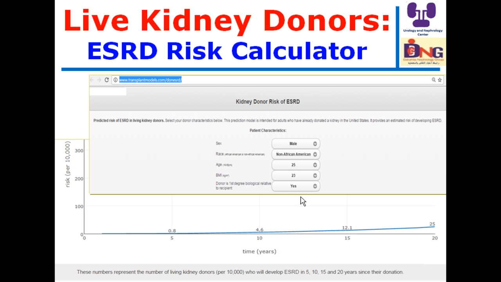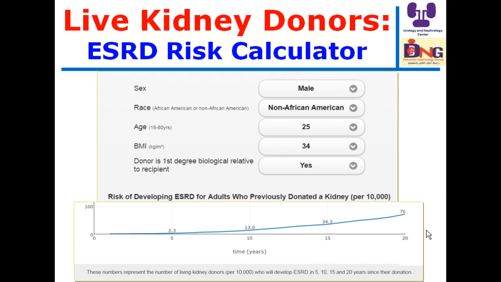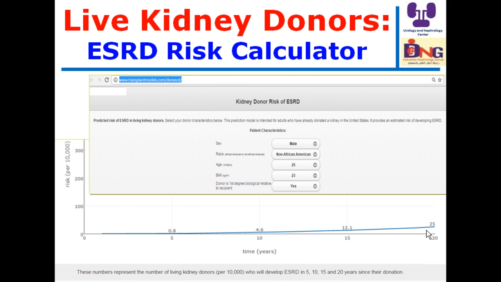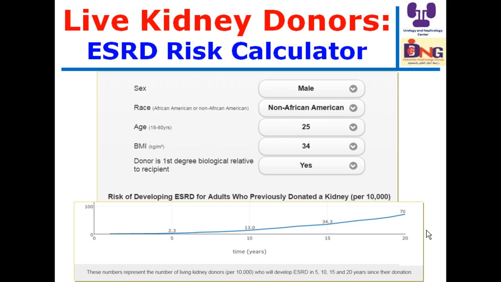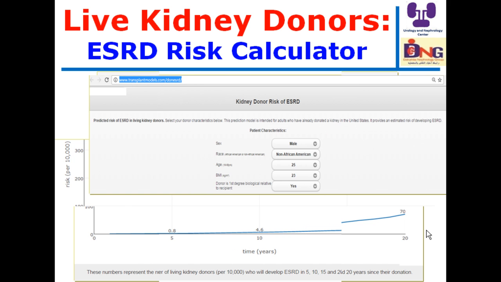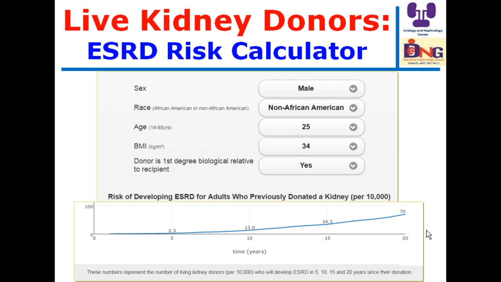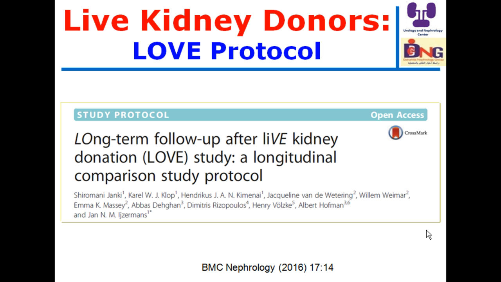If the data is like this, this is the risk for development of end-stage kidney disease per 10,000. If you look here, for 20 years, the risk is 25 per 10,000. But if you use the same data for everything except body mass index, changed from 23 to 34, the risk increased from 25 per 10,000 to 70 per 10,000. So again and again, obesity is bad, and we should combat obesity in live kidney donors.